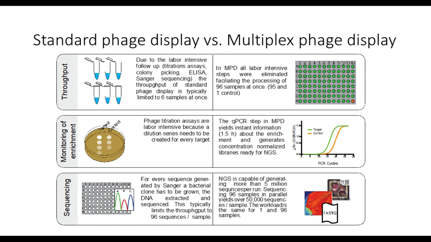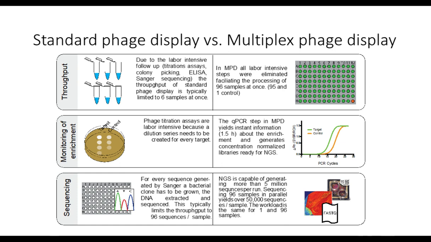So the advantage of standard phage display versus multiplexed phage display is, first of all, throughput. I was able to handle 6 library reactions at a time. With multiplexed phage display, I was able to handle a full plate. And the proof of throughput you will see in the second part of this presentation.